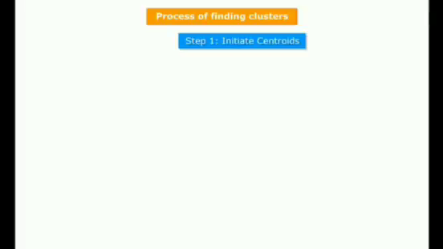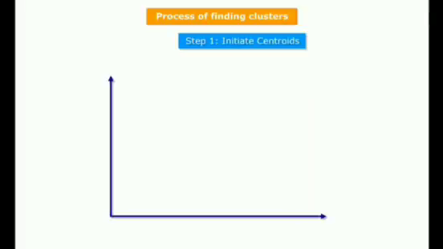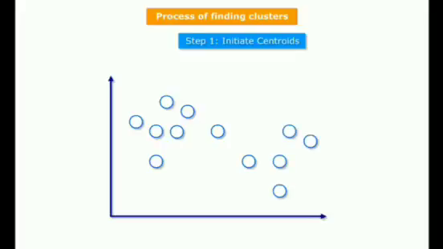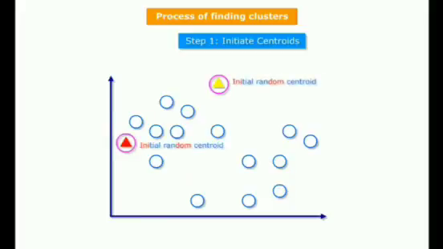Step 1. Initiate centroids. The first step in a k-means algorithm is to initiate k random centroids. The number of clusters k should be specified by the user. In this case, initiate two centroids in a given data space. Each initial centroid is given a color so that data points assigned to a centroid can be indicated by the same color. Here, each centroid is enclosed in a circle to differentiate them from the other data points.